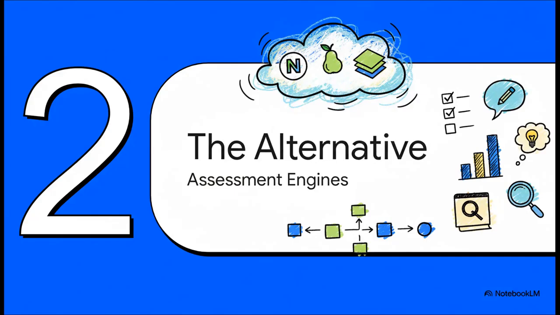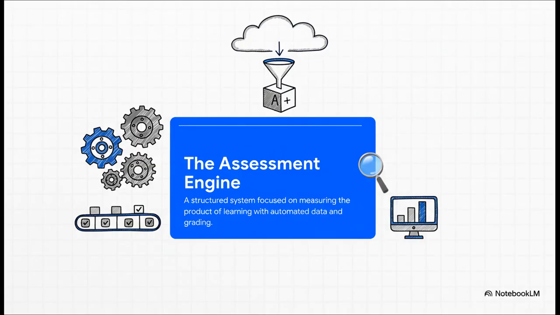But look, the digital studio isn't the only way to go. On the complete other side of the spectrum, you have what we can call assessment engines. And these are the powerhouses you've definitely heard of, tools like Nearpod, Pear Deck, and Formative. They're often the go-to for things like interactive presentations and quizzes. So if the studio is all about the creative journey, the engine is laser-focused on the final product. It's this highly structured, incredibly efficient system built to measure what students know, collect all that data, and grade it automatically. Think less art studio, more finely tuned machine.